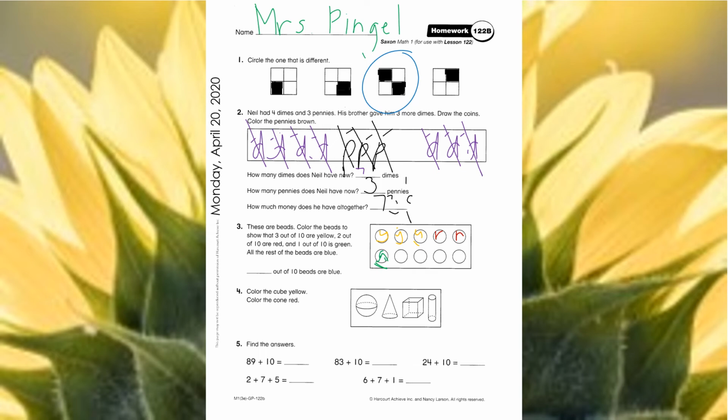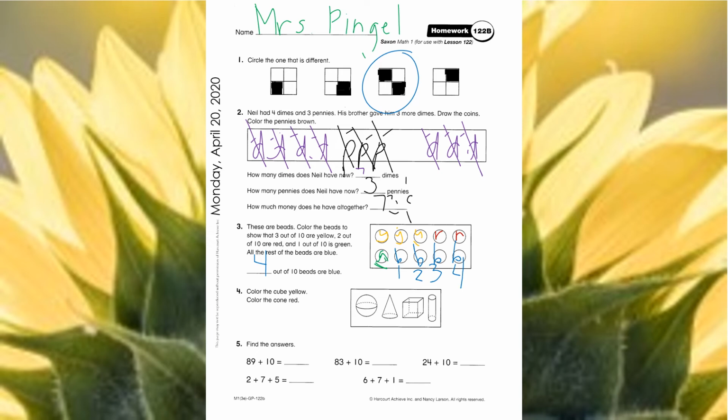Now again, you can color the entire circle if you would like. So all the rest are blue. So I'll switch colors and label the rest B for blue. Now they want to know how many out of the 10 beads are blue. Let's see. 1, 2, 3, 4. 4 beads are blue.